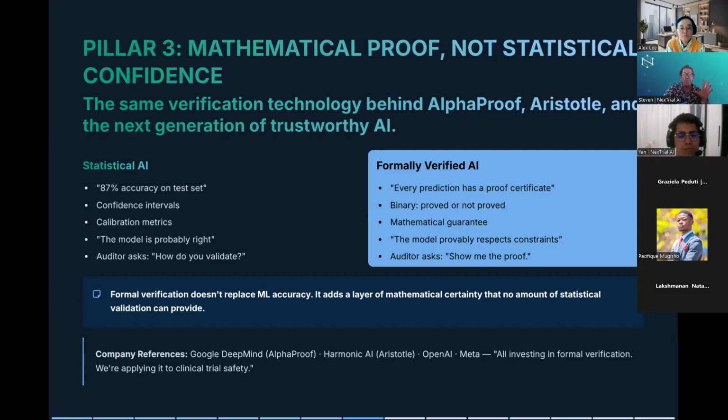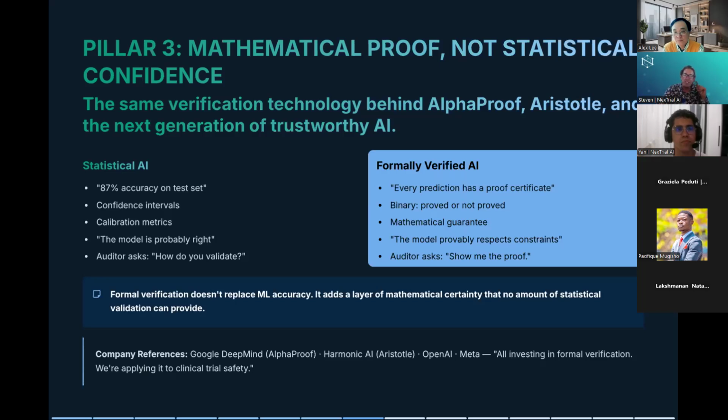The key insight: a proof either succeeds or fails. There's no confidence interval, no calibration error. There's no "the model is probably right." None of that. It's binary. When you apply this to clinical trial eligibility, every prediction can carry a proof certificate that mathematically demonstrates the recommendation respects all of the hard safety constraints. That proof certificate is exportable, it's independently verifiable, and it's exactly what the regulators are going to demand.